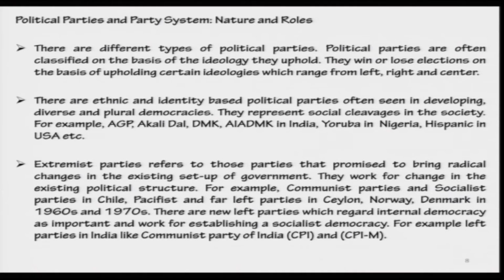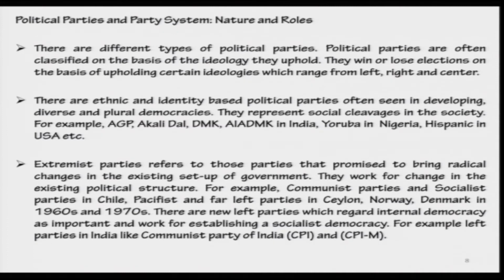Now, if we look at the nature and roles of political parties and party system, we find there are different types of political parties, and these parties are often classified on the basis of their ideology, and winning and losing an election largely depends on upholding certain ideology by political parties, which range from left, right and center. And these political ideologies we will discuss in the following class, and we will come to this ideological basis of political parties again and again when we discuss different political parties in India.